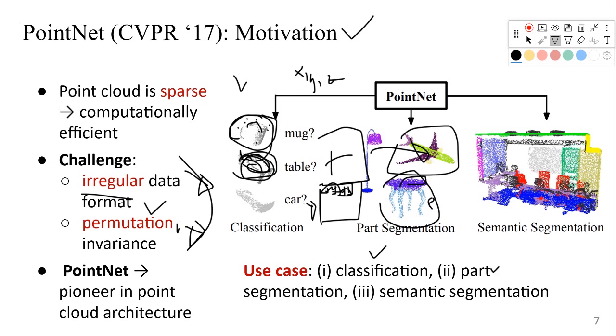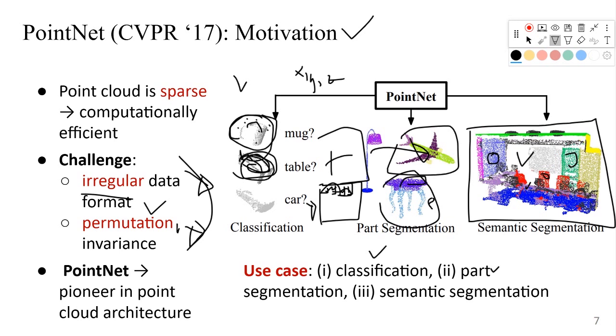And then semantic segmentation. Given, for example, this indoor scene here, we want the network to segment the objects based on their semantic meaning. Like we have a table here, we have another object, a chair here, and this is probably a window, and so on and so forth.